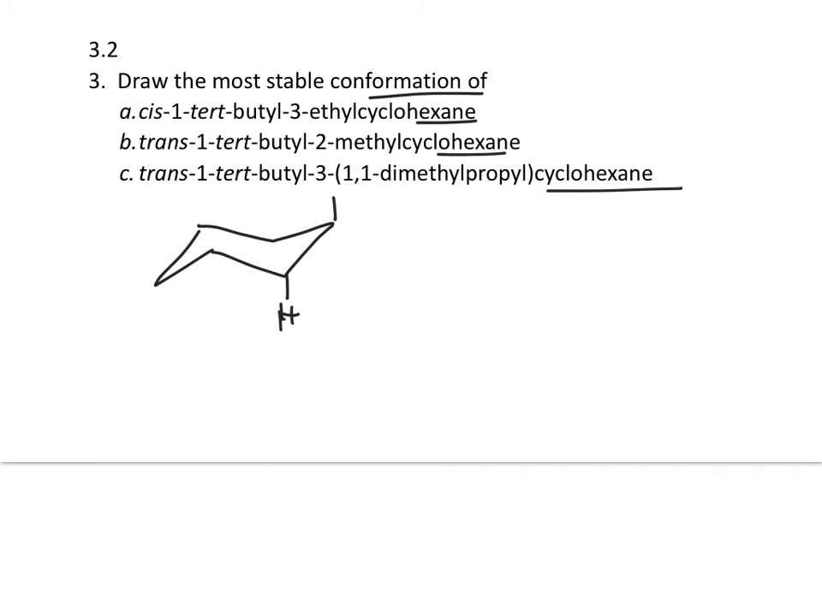axial. That's down, up, down, up, down, up. Okay, so axial, down, up, down, up. And then what you're going to put here, cis 1 tert-butyl 3 ethyl. So they have to be on the same side. You always want your largest group, so what are you looking at here? You're looking at a tert-butyl and you're looking at an ethyl.